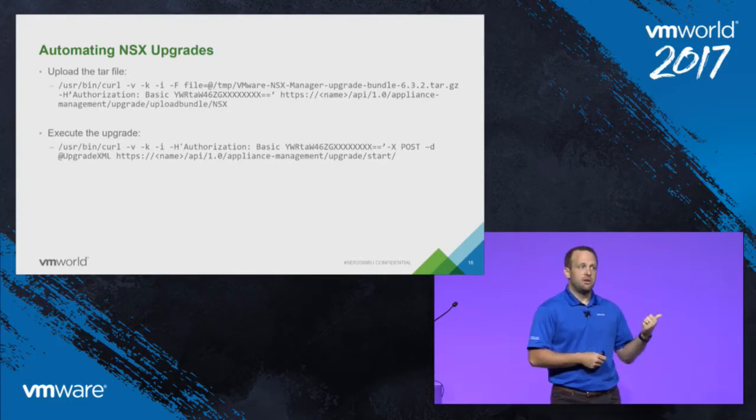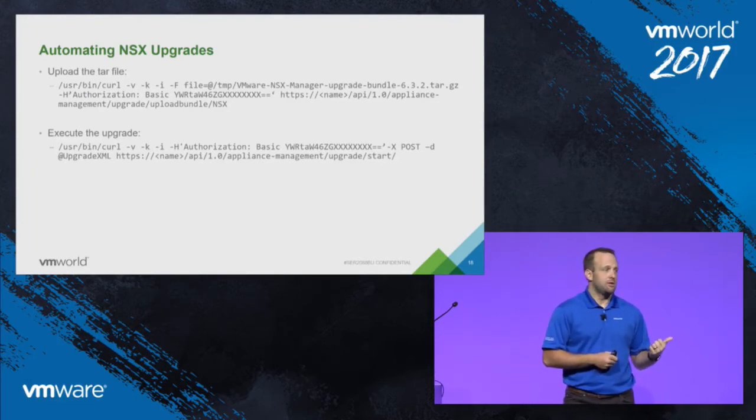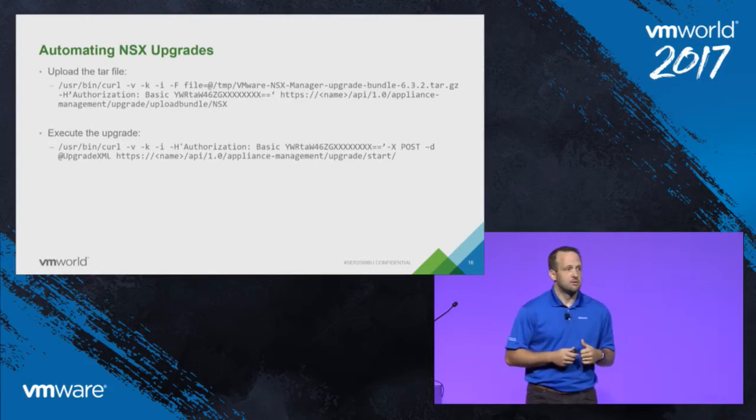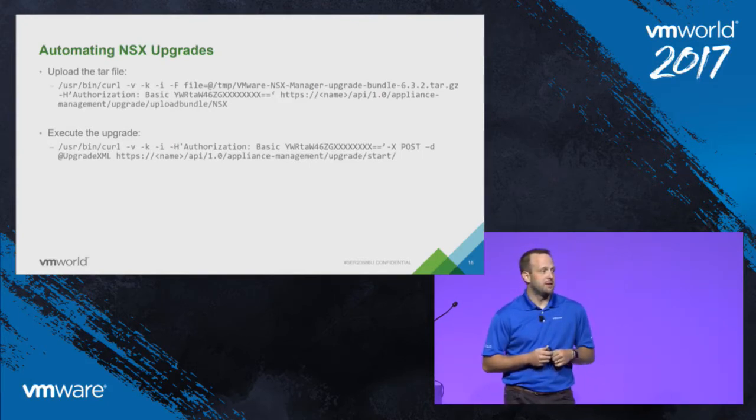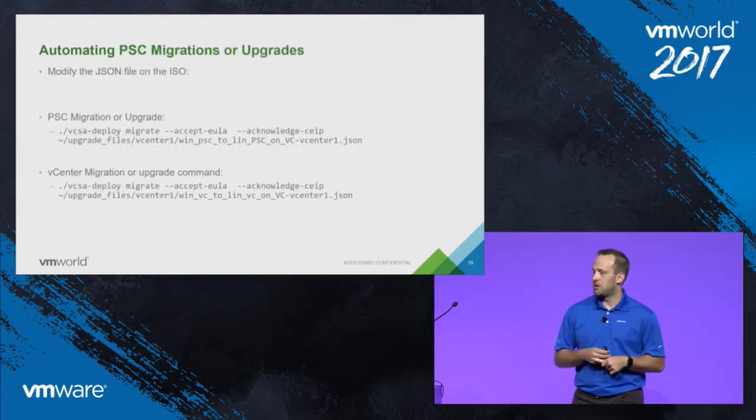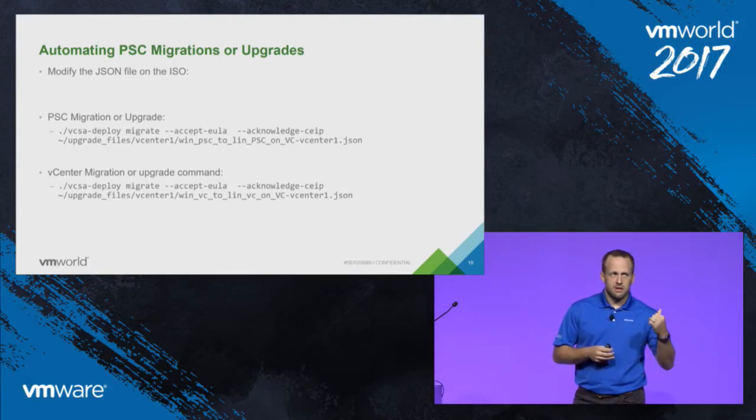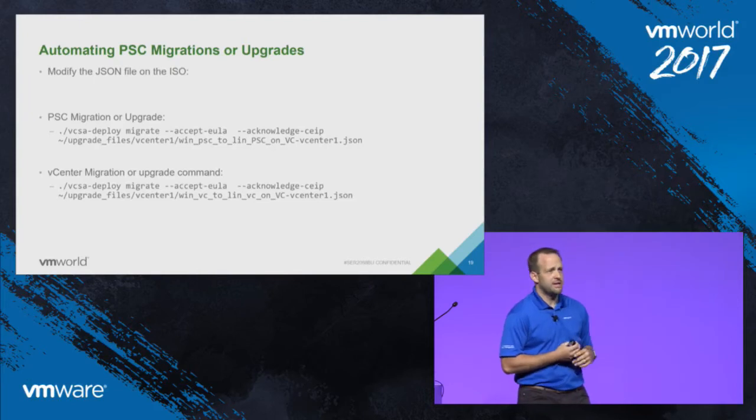So for NSX, we use curl and automation to upload the tar file. And then a few minutes later, we send a command to execute the upgrade package itself. NSX is extremely flexible. You can upload that tar file weeks before you do your upgrade, so it's a step that you're not going to have to do when it comes to upgrade time. And then when you're ready, you execute that curl command, and it'll start the upgrade, it'll restart the NSX manager, and then you're ready to go on to the next step, which if you remember is upgrading the PSCs.